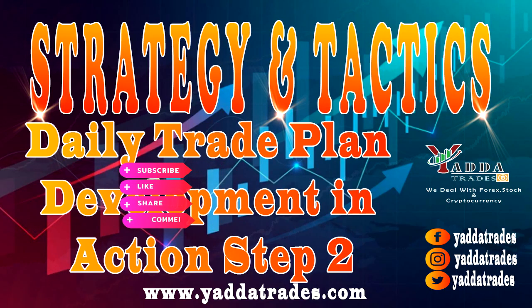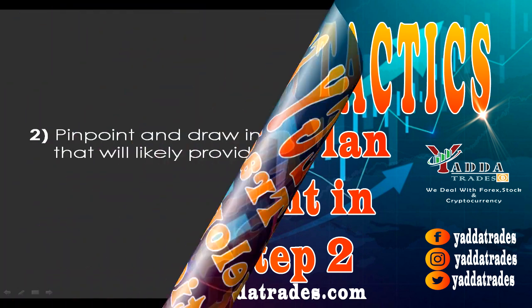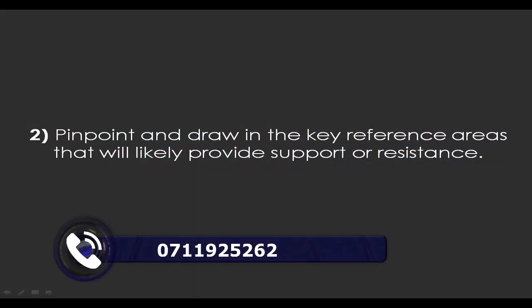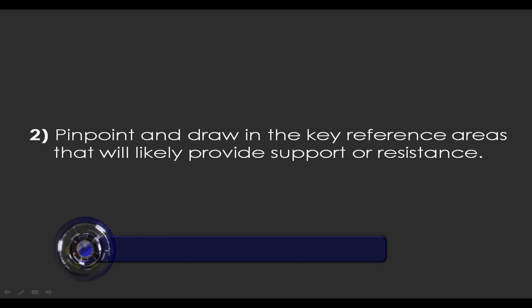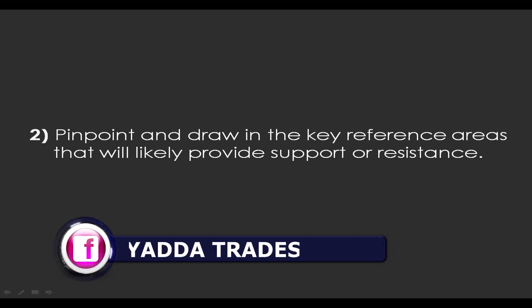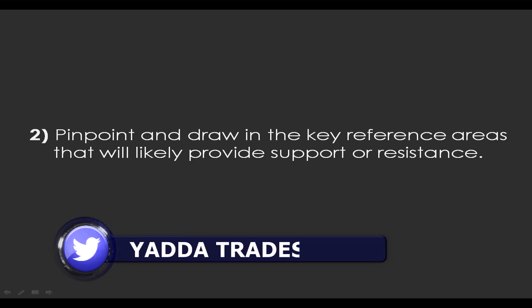So in this session, we're going to be covering the second step of our six-step process. In this step, we're going to be pinpointing and drawing in the key reference areas. This is what will allow us to read the market better and will give us key support and resistance levels for which to trade off of. So let's just jump right into the charts and pick up where we left off.